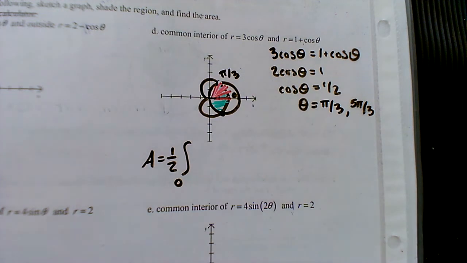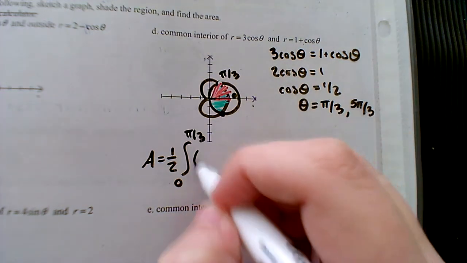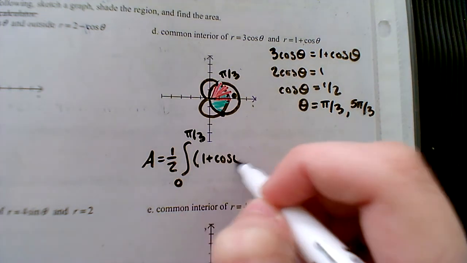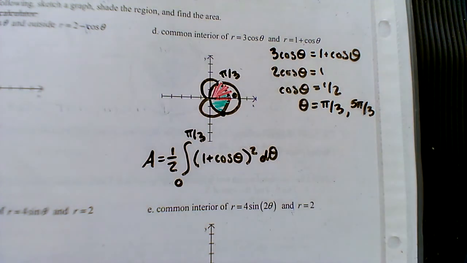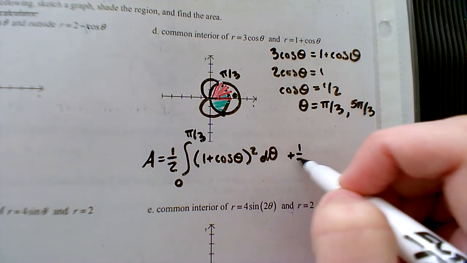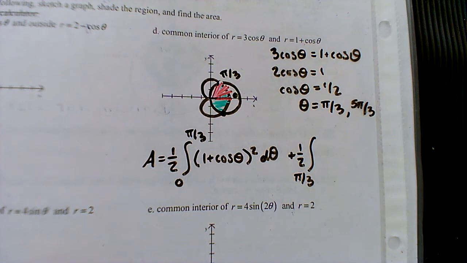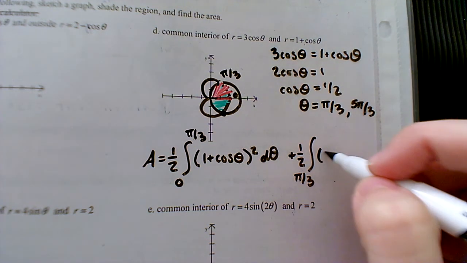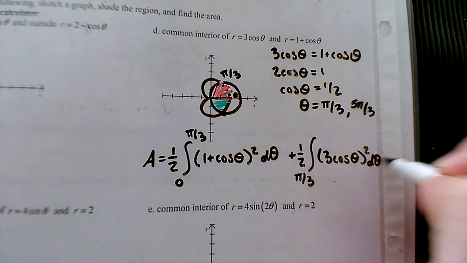So if we start at 0, we said we were always looking at the cardioid shape until we got to that pi over 3. So we'll use the cardioid function for that area. But after pi over 3, we started to look at the circular function, which was the 3 cosine theta.